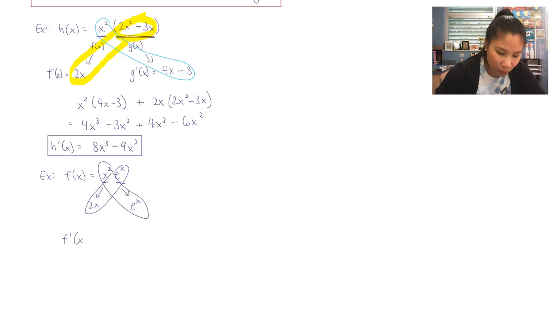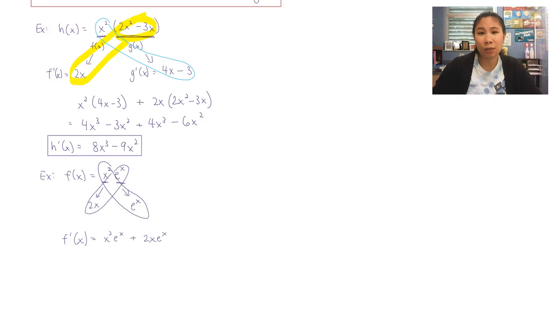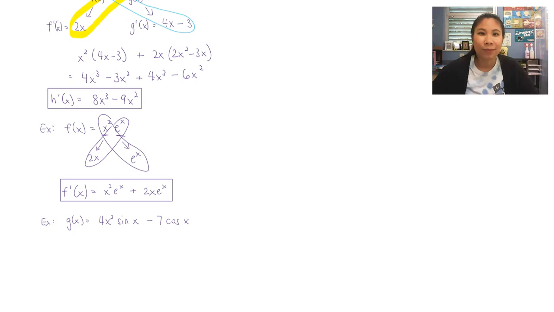So the derivative of f of x, otherwise known as f prime, is x squared times e to the x plus 2x times e to the x. There are no like terms to combine, so that's it. Okay, so let's get a little bit more complicated now. We're going to throw in some trig.